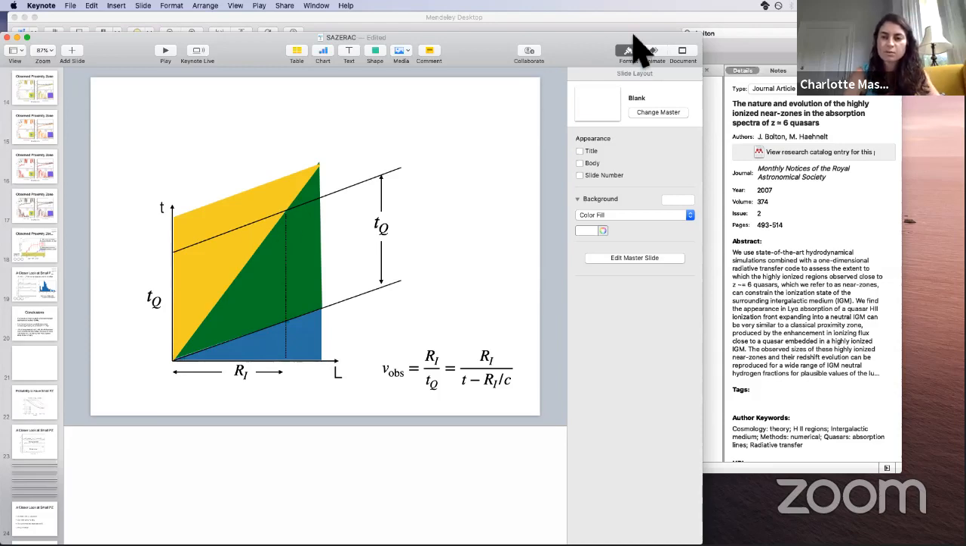So there's lots more questions on Slack for you to look at. And let's move on to our next speaker, who is Jinyi Yang, who's going to tell us about constraints on the IGM evolution using a new reionization quasar sample.